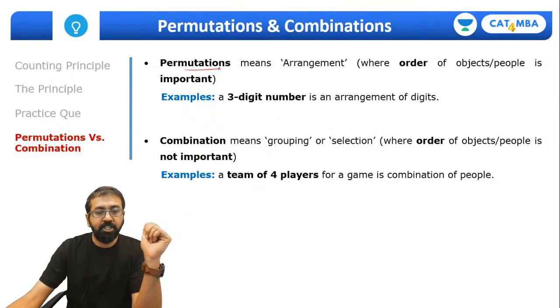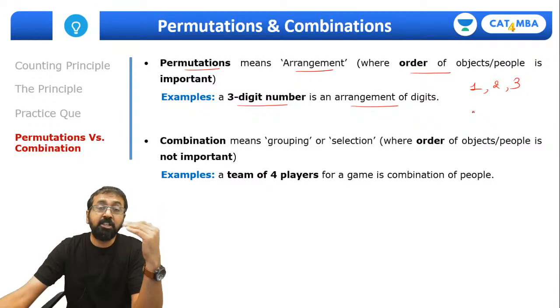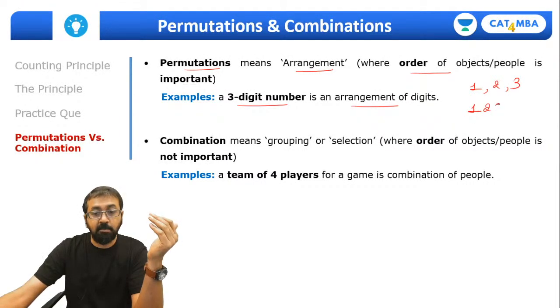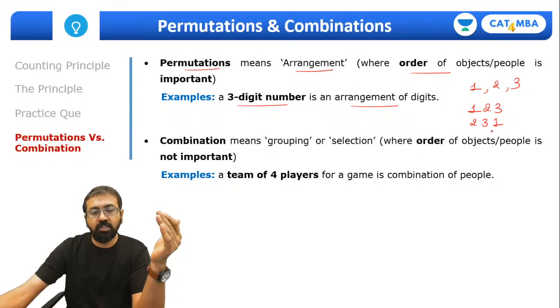Okay, so permutation means arrangement. So where the order of objects is important, you will apply the concept of permutation. An example of that is a 3-digit number, which is nothing but an arrangement of digits, because if I take these 3 digits 1, 2 and 3, then I can make different numbers using the same digits depending upon the order in which I'm putting them, right? So 1, 2, 3 is different from 2, 3, 1 and so on and so forth.